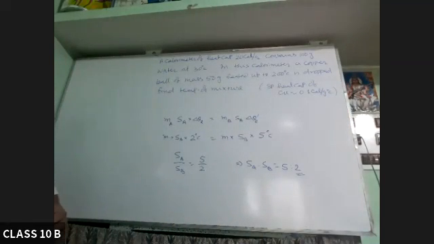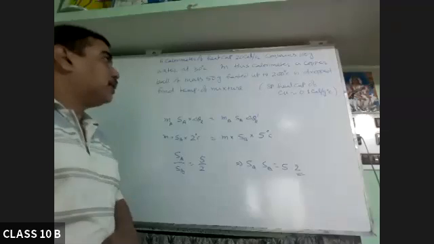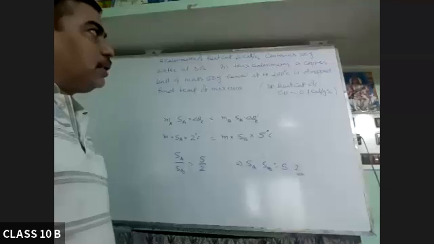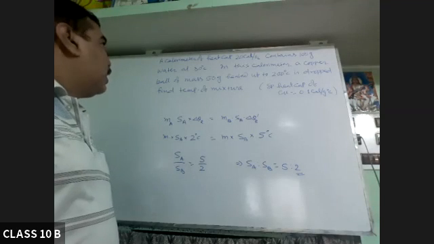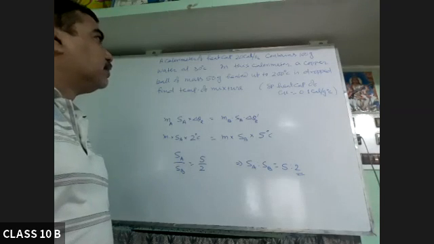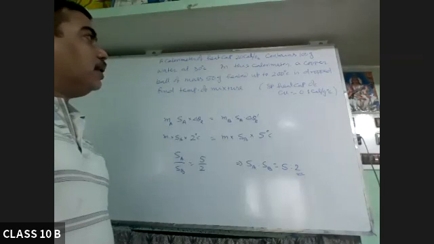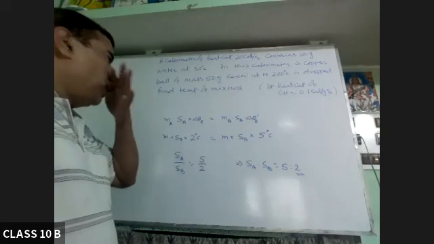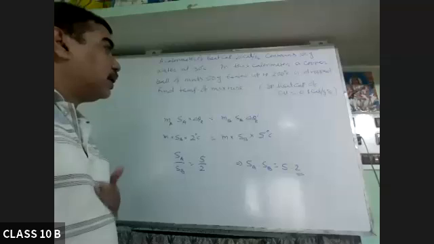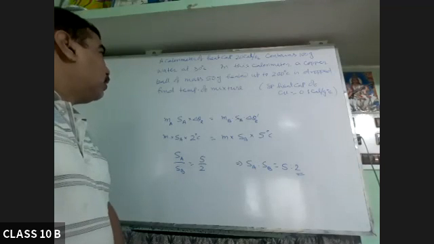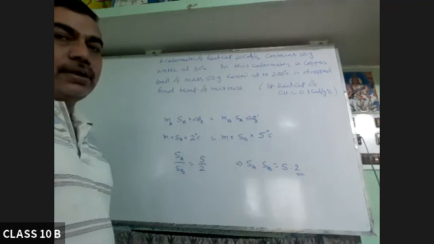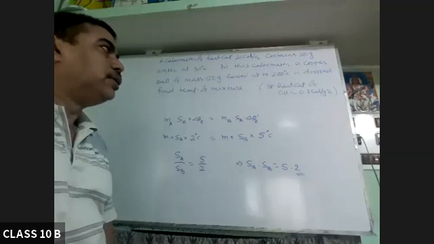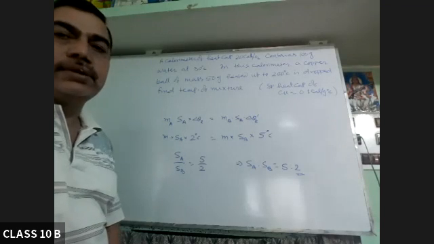Okay, here you are given a calorimeter of heat capacity 20 calories per degree Celsius, containing 100 gram water at 30 degrees Celsius. In this calorimeter, a copper ball of mass 50 gram heated up to 200 degrees Celsius is dropped. Find the temperature of the mixture. You are given the specific heat capacity of copper is 0.1 calorie per gram degree Celsius.